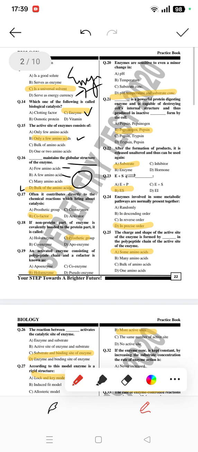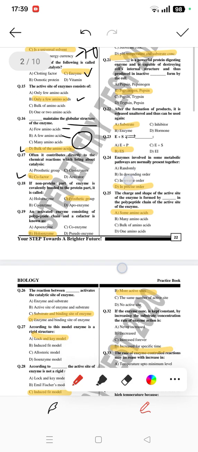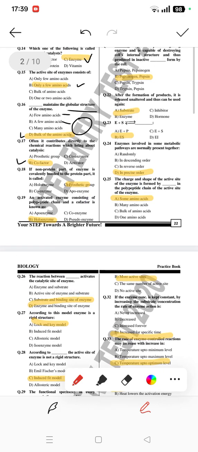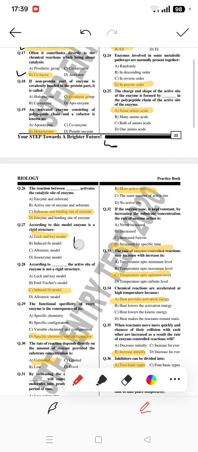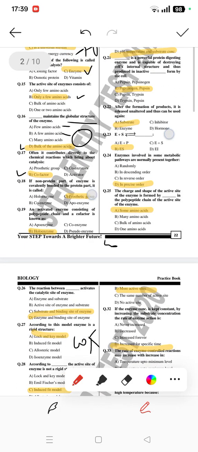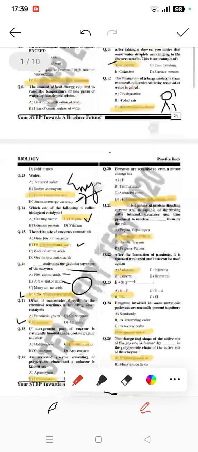Often it contributes directly to the chemical reaction which brings out catalysis. So the cofactor is very important. I think you will find so many MCQs for the cofactor. So I think I could make it here. Cofactors are divided into three parts.